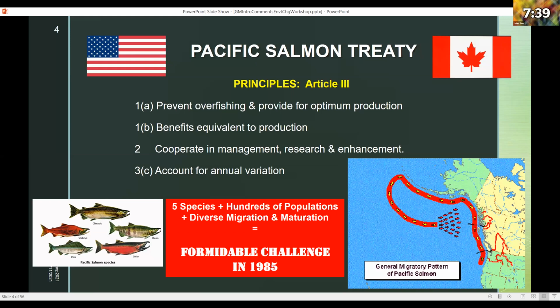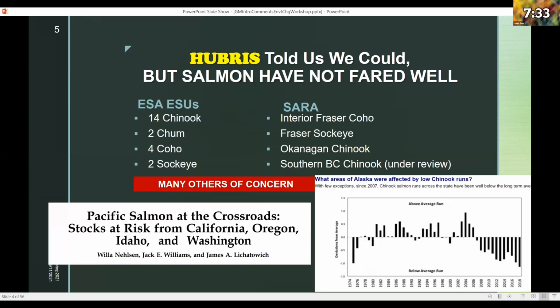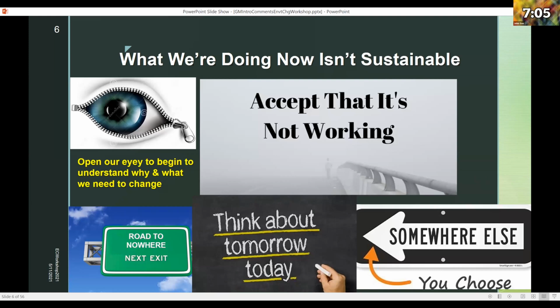So when the commission was established, it was a formidable challenge, even with the abundance that was available at that time. And hubris really told us that we could do this, but salmon have not really fared well. We are looking at increasing incidence of salmon being listed under the Endangered Species Act in the United States and the Species at Risk Act in Canada. And even in Alaska, we're seeing signs of concerns for Chinook salmon. So what we're doing now clearly isn't sustainable. And we've got to think about what we're doing today in terms of what it means for tomorrow.